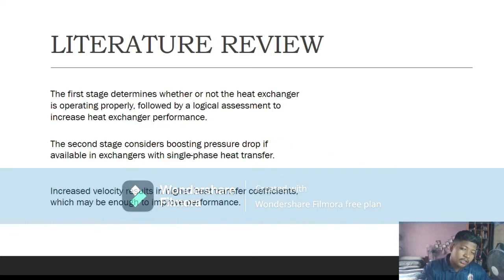So some literature review. The first stage determines whether or not the heat exchanger is operating properly, followed by a logical assessment to increase heat exchanger performance. And the second stage considers boosting pressure drop available in exchangers with single phase heat transfer, and increased velocity results in higher heat transfer coefficients which may be enough to improve performance.